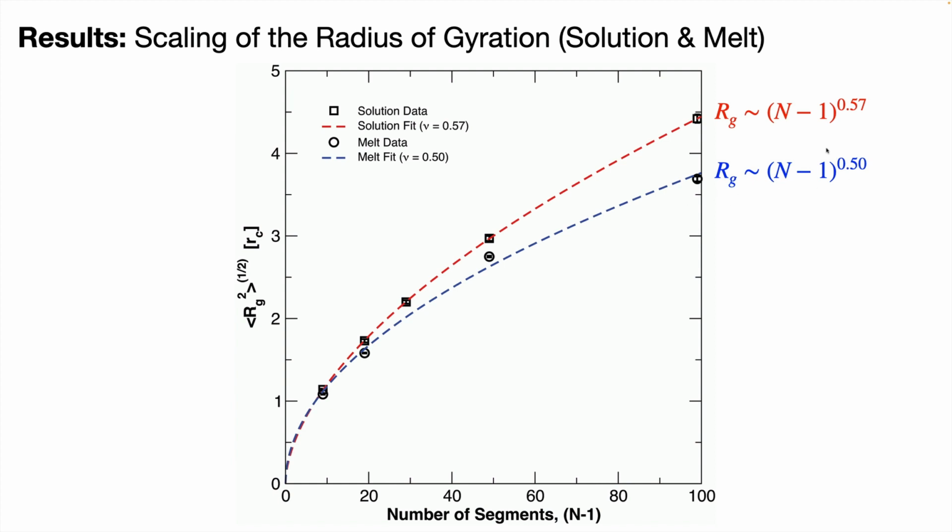And for the melt, we find that the radius of gyration scales as the number of segments to the 0.5 power, which is exactly what we would expect for a freely jointed chain. So in terms of our polymer solutions and polymer melts, our DPD code generates the correct results in terms of the radius of gyration. And that's really all that we've calculated here.